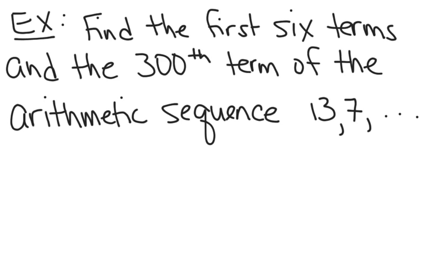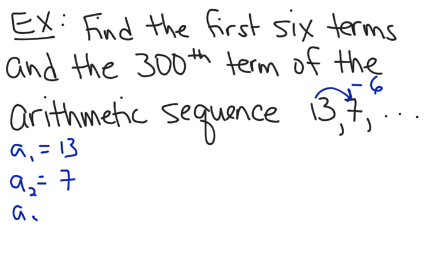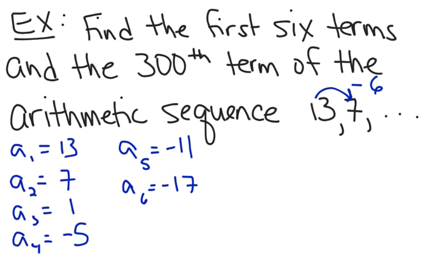Let's find the first 6 terms and the 300th term of the arithmetic sequence 13, 7, ... So I know the first 2 terms. In order to keep finding through the 6th term, I would have to determine the common difference. Well, the common difference is pretty easy. It's minus 6. So that means the 3rd term would be 1. The 4th term would be negative 5. The 5th term would be negative 11. And the 6th term would be negative 17. I just keep subtracting 6 each time.